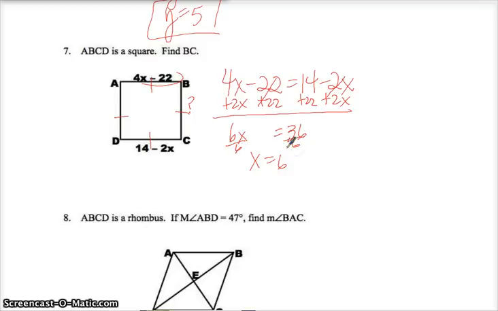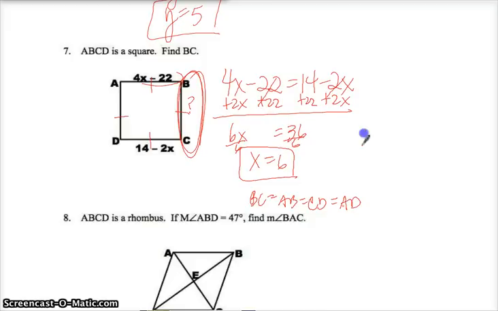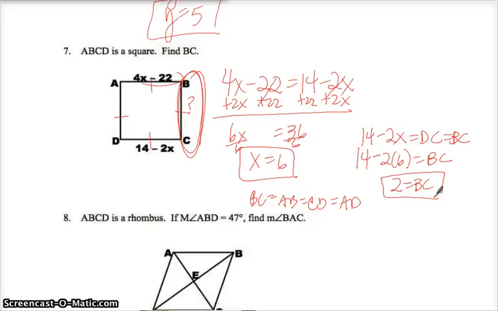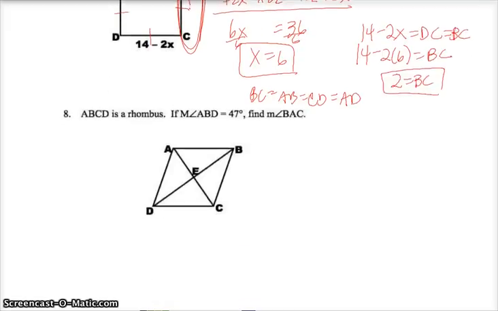Therefore, x equals 6. Okay, that is not the answer, right? The question is find the length of BC. Well, BC equals AB equals CD equals AD. And if 14 minus 2x equals DC, then that also equals BC because it's a square. And if x is 6, then BC must equal 2. So all of the side lengths there are 2.